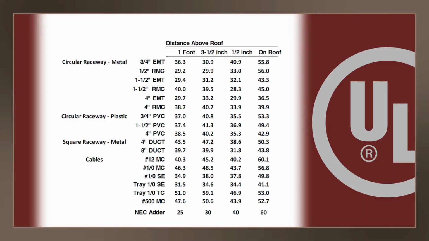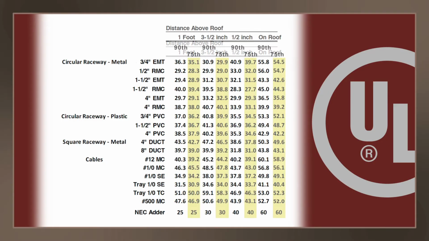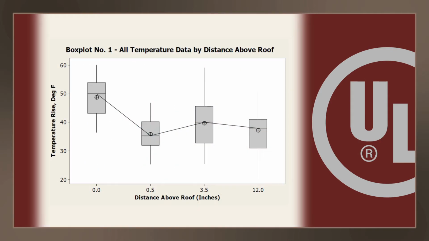Note, however, there were typically only a few degrees F or less difference between the 90th and 75th percentile values. This analysis is shown as a box plot. This is what you should know about a box plot.